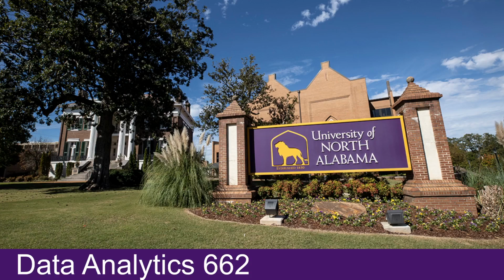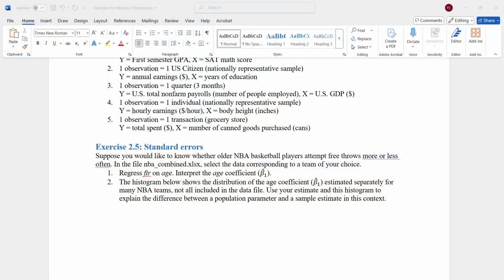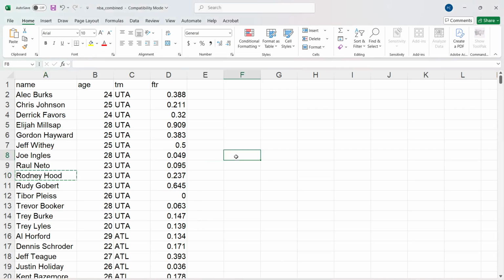Okay, the next thing we want to look at is exercise 2.5, the NBA data. Suppose you would like to know whether older NBA basketball players attempt free throws more or less often. In the file NBA combined.xlsx, select the data corresponding to a team of your choice. Got the data here, and there's quite a lot.